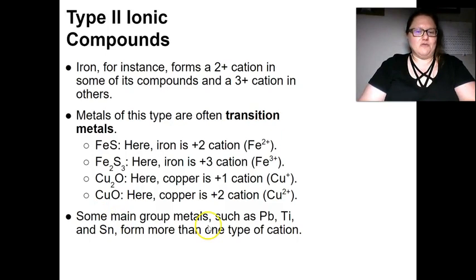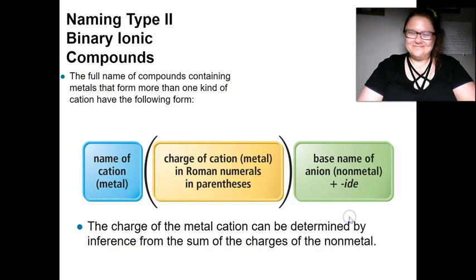Some of the main group metals like lead, titanium, and tin can also have more than one type of cation. For example, lead could be a +2 or a +4. Tin is the same way. Titanium, off the top of my head, because we don't use it too often, may have several different ions. Don't quote me.